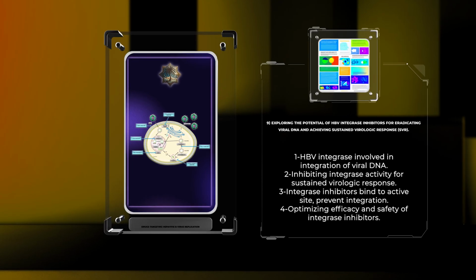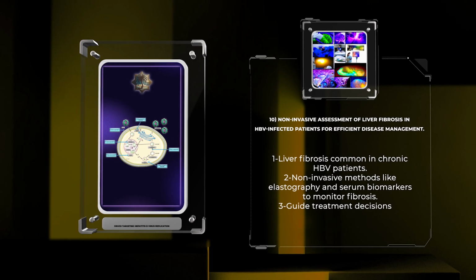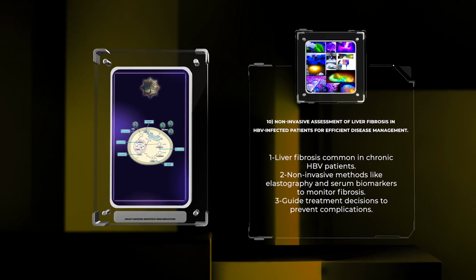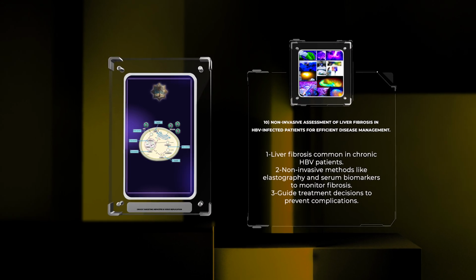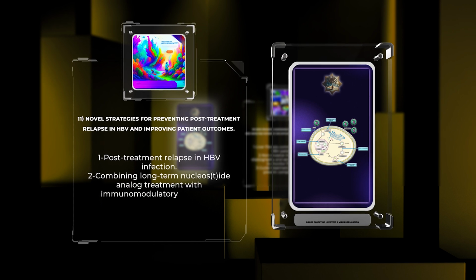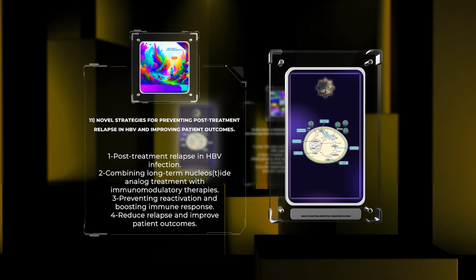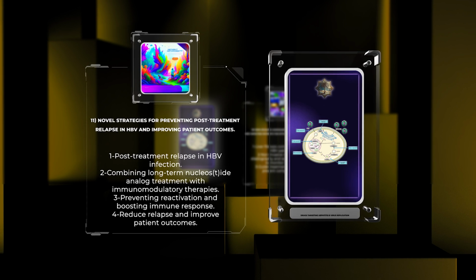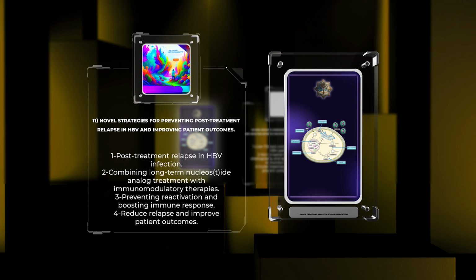HBV treatment armamentarium. Liver fibrosis is common in chronic HBV patients and affects disease progression. Invasive liver biopsy has limitations, so non-invasive methods, like elastography and serum biomarkers, have been developed. These tools help monitor fibrosis and guide treatment decisions to prevent complications. Post-treatment relapse in HBV infection is a concern. Combining long-term nucleoside analog treatment with immunomodulatory therapies can prevent reactivation and boost the immune response against the virus, reducing relapse and improving patient outcomes.